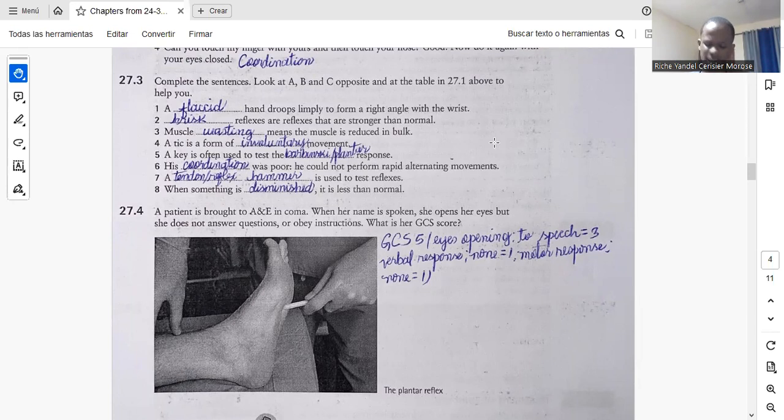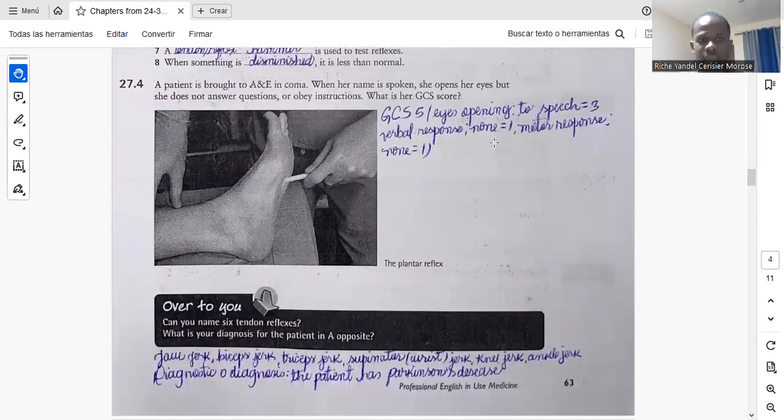Diminished, diminished. That word is pronounced diminished. A patient is brought to A&E, okay?